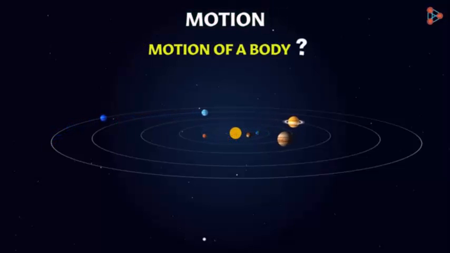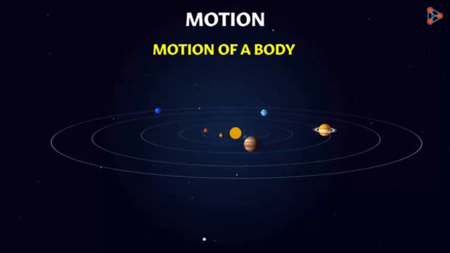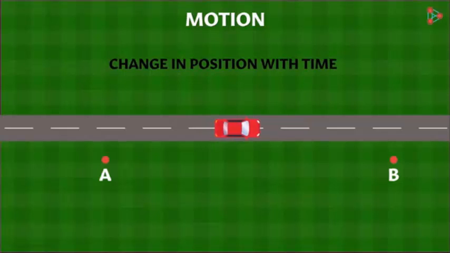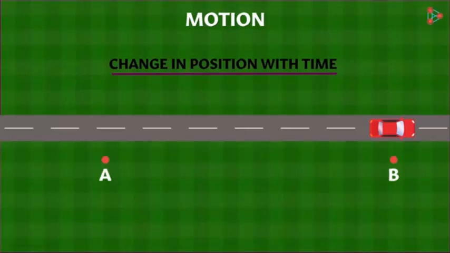So let's see the particular definition of the motion of a body. If a car is moving from point A to point B, it will slowly go towards B. So you can say that motion is change in position with respect to time. The basic definition of motion is change in position of a body with respect to time. For example, a car moving from point A to point B, which you see in front of you. This is the best example of motion with its definition.